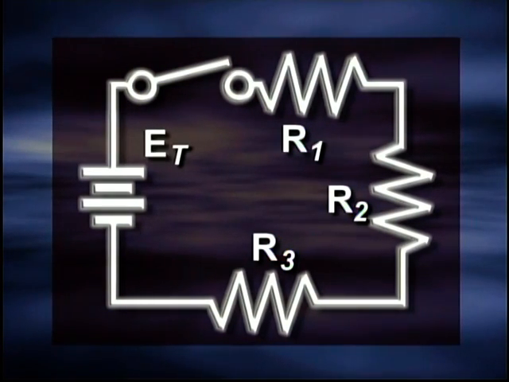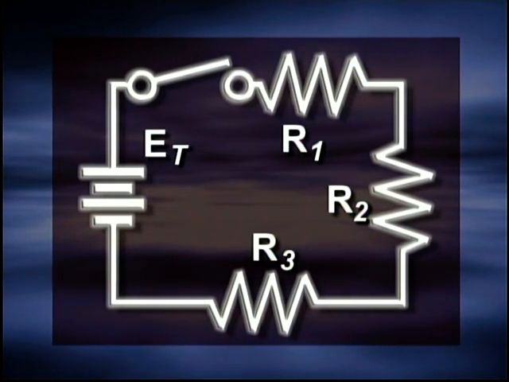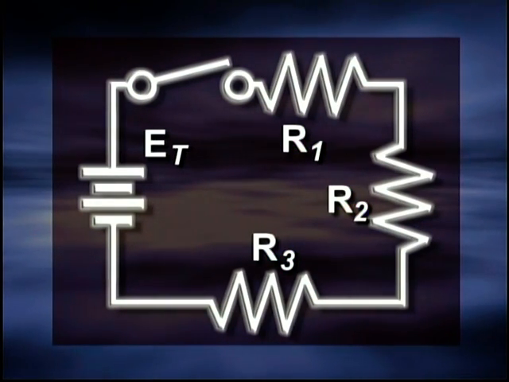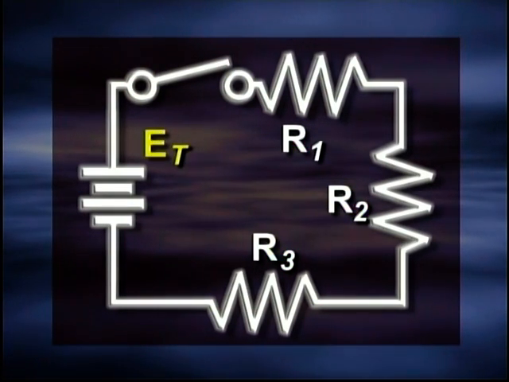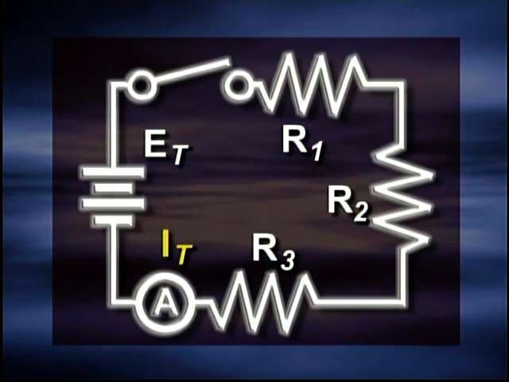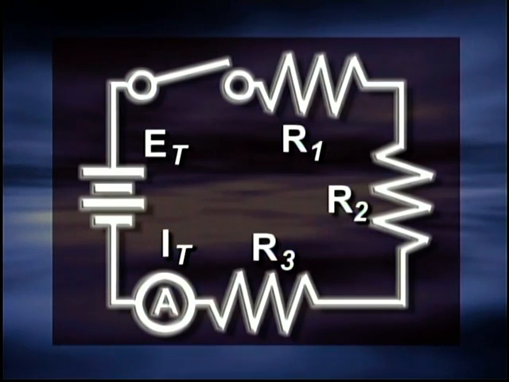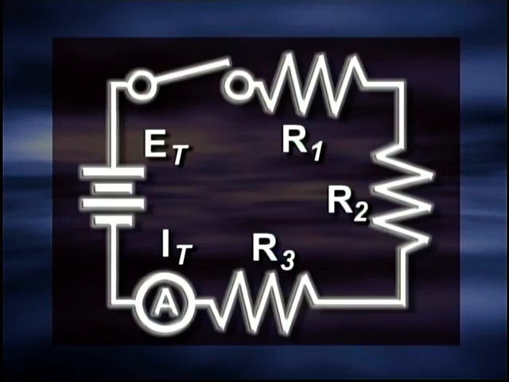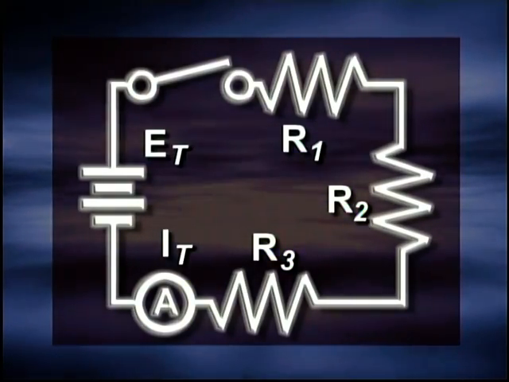While numbers are used to identify individual electrical devices, a small subscript letter following the letter symbol indicates the total amount. ET represents total voltage. Above the ammeter symbol, IT represents total current. The markings serve only one purpose: to identify the individual quantities. It doesn't indicate a value.